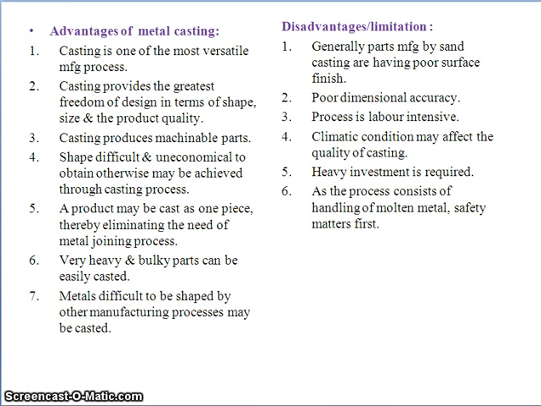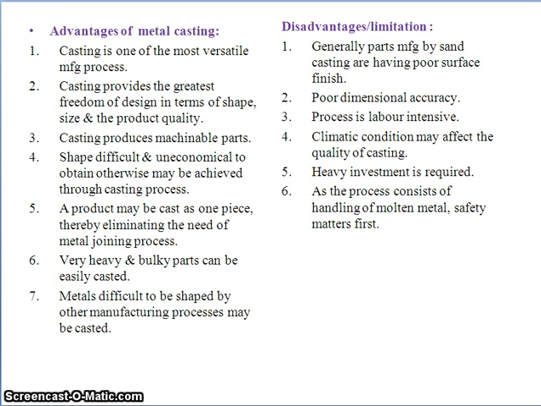Now we'll see a few of the advantages as well as the disadvantages of metal casting as compared to the other manufacturing processes. The first advantage is that casting is one of the most versatile processes. It is the only process in which the metal is used in the liquid form, whereas in the other processes, the metal is present in the solid or semi-solid form. Different shapes, parts and different weight castings can be manufactured by the casting process.